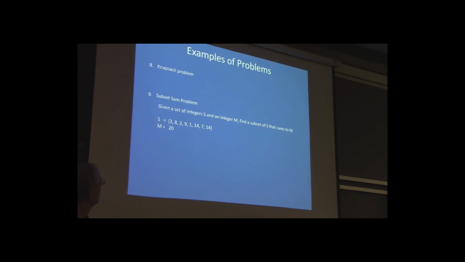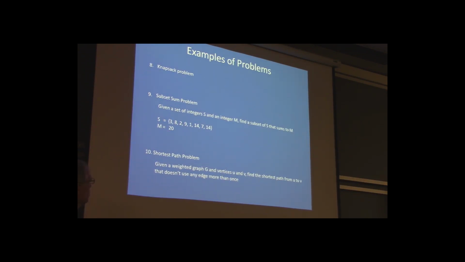Eight, 2, 9, 1. 2, 3, 1, 14. Yeah, the various ones. Turns out there is no known efficient solution to that problem. It's easy to verify a solution. Someone gives you a solution, you just make sure it's a subset of S. You make sure it adds up to M. But actually finding the subset, no one knows how to do it efficiently.